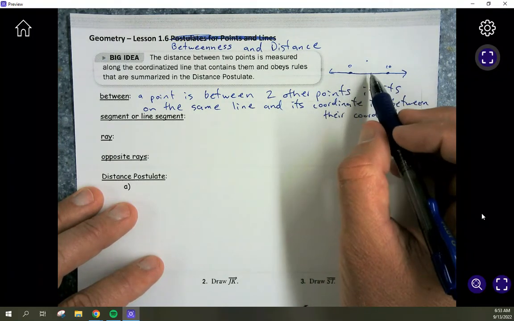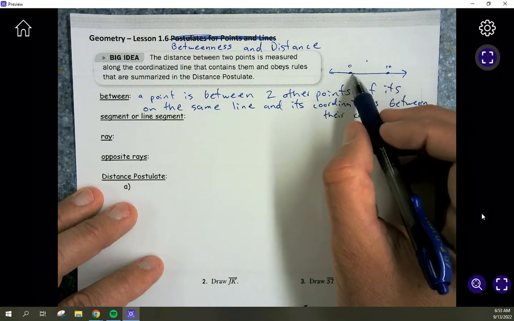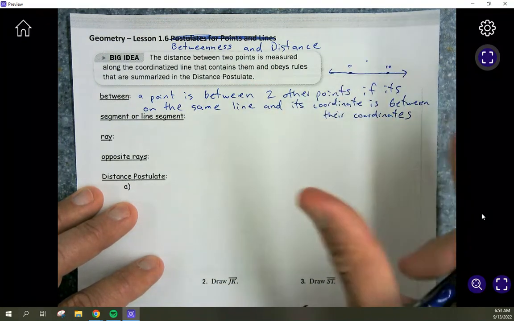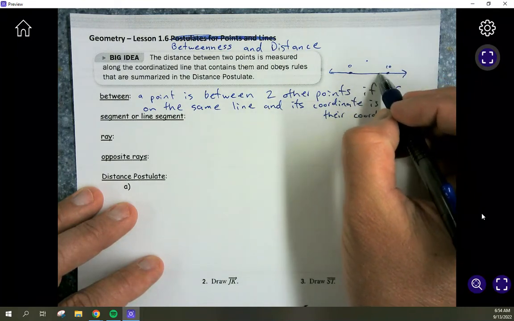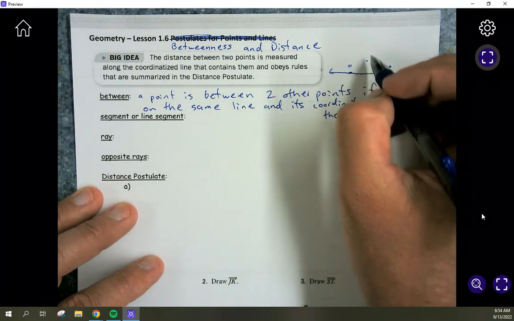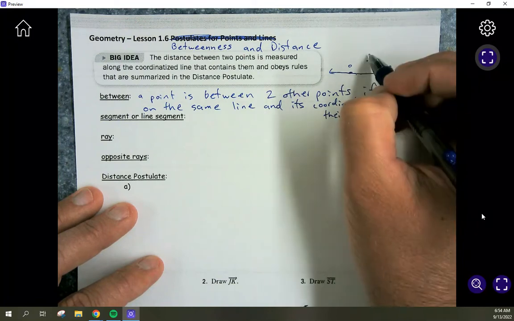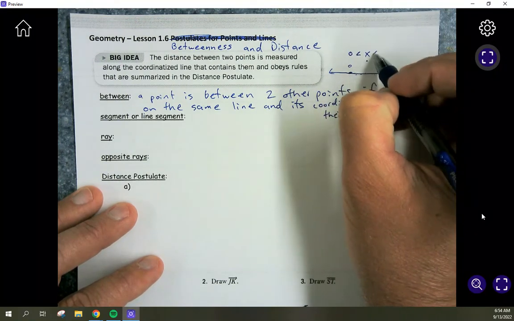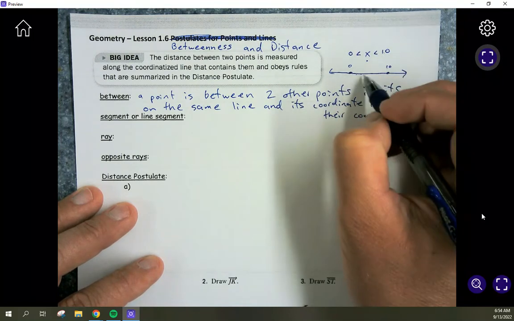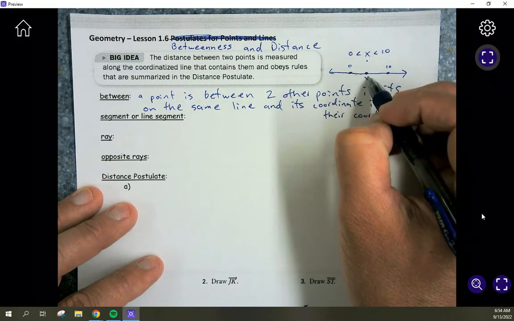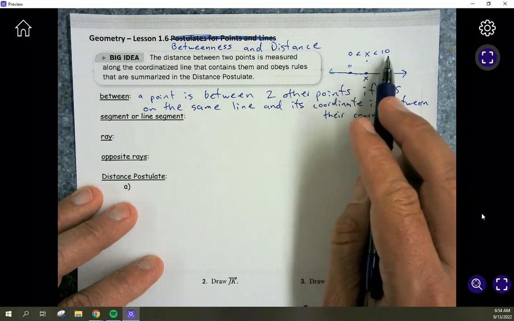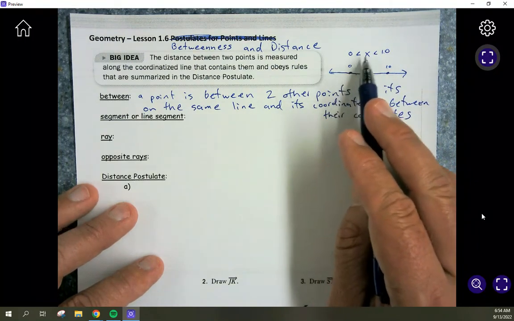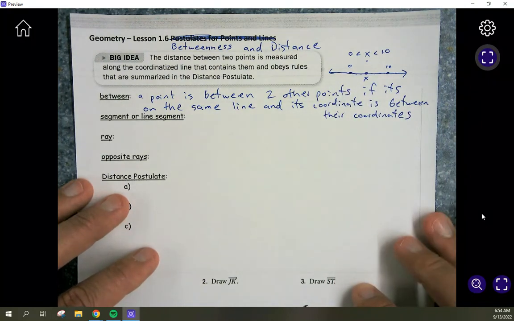So it has to actually be on the line that's between the 2 points, and the coordinate needs to be between them. Now, if I was going to show the possible coordinates that could represent a point between these, let's call it x, we would say x has to be greater than 0 and less than 10. So any number in here has to be greater than 0 and less than 10. It can't equal 0 if it's between them.